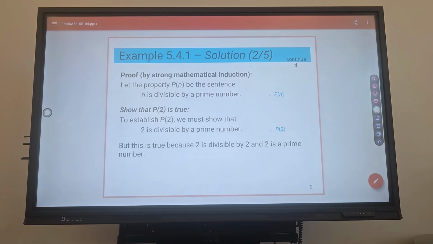So, proof: show that P of 2 is true. State the problem first, and then show that P of 2 is true.